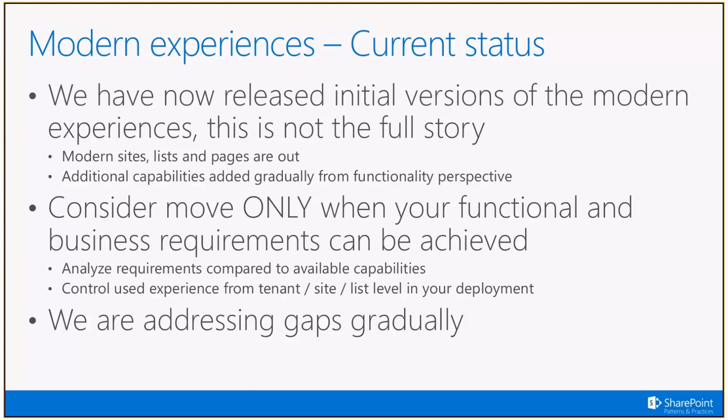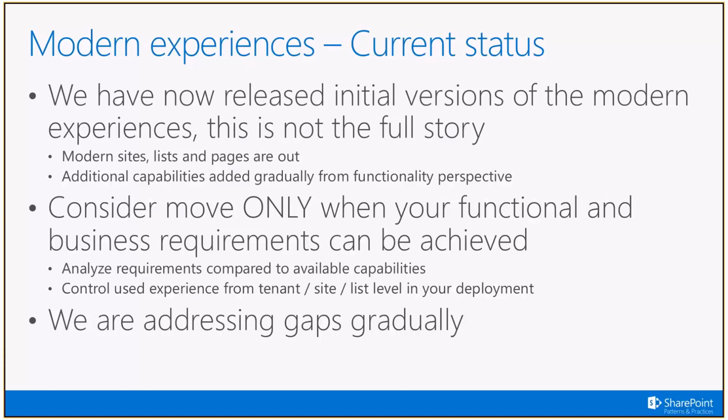Really, the key point to consider is to evaluate what you currently have within your customizations and move when the functional and business requirements can be achieved. It might be that your functional and business requirements can be achieved using the modern capabilities, because there are a lot of additional capabilities within the modern experiences. So the modern sites, the modern canvas and the modern web parts are available within the modern site. So it might be that whatever add-in web part you have can be achieved using out-of-the-box capabilities. So you don't have to use those customizations anymore within the modern sites.